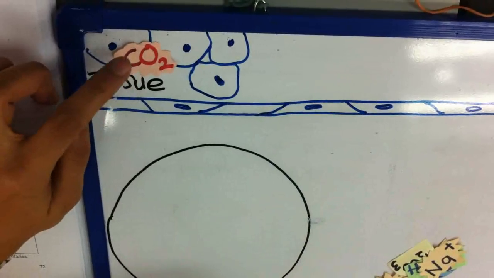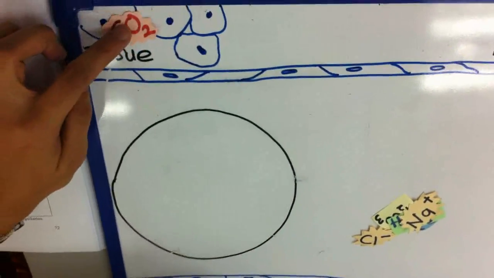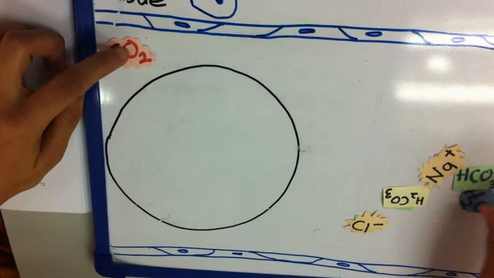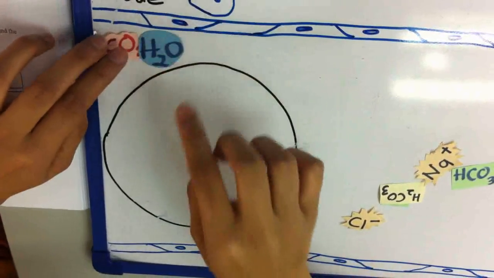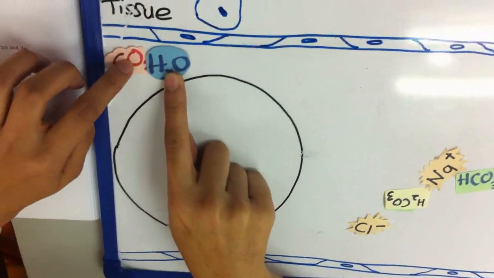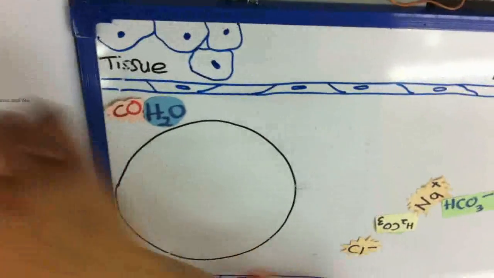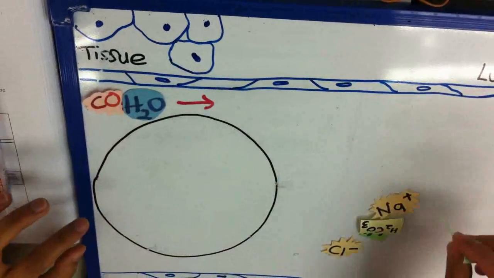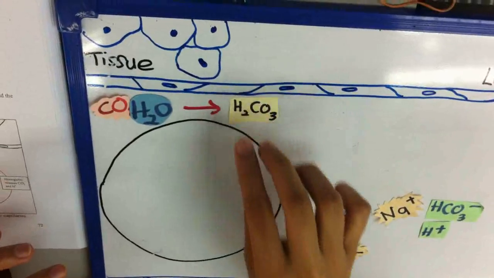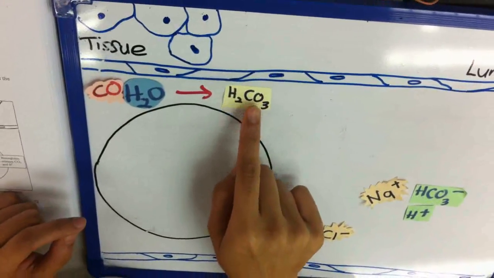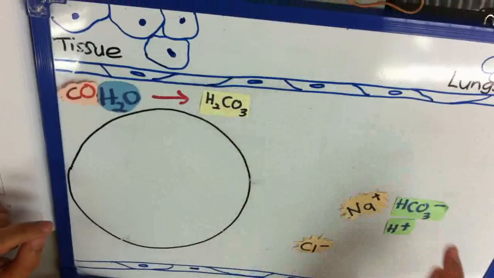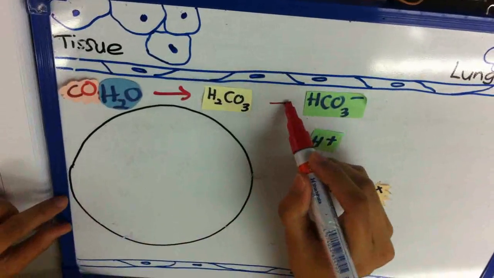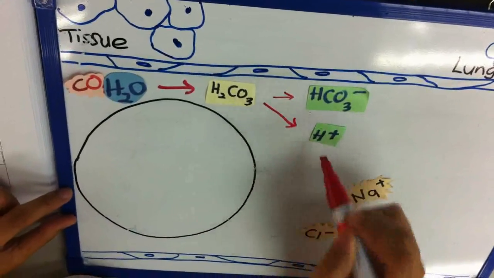The CO2 that is produced in the tissues will dissolve in plasma. So the CO2 will enter here and combine with H2O, where this H2O is already inside the plasma. When it combines, it will form H2CO3, which is carbonic acid. And this H2CO3 is not stable, so it will dissociate to form HCO3 minus, which is bicarbonate ion, and H plus ion.